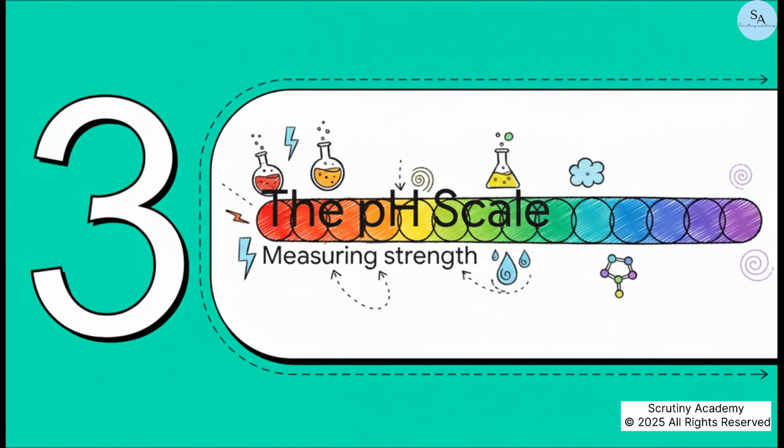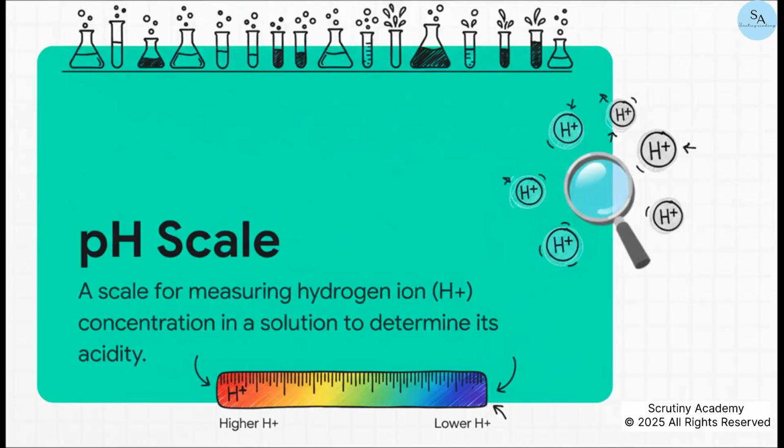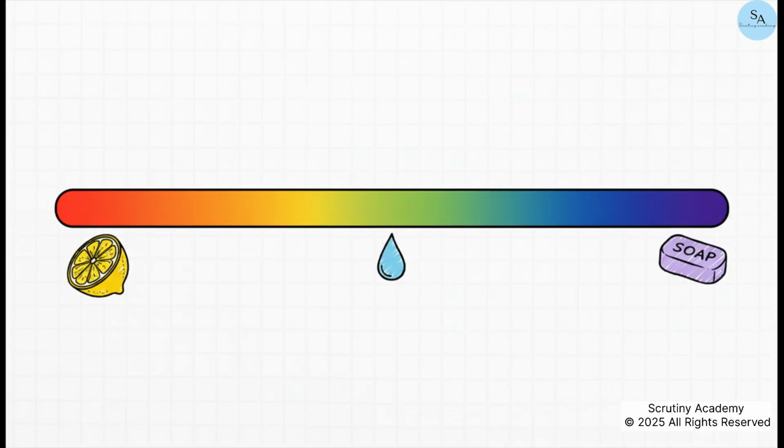Okay, but it's not always enough to just know if something is an acid or a base. Sometimes we need to know how strong it is. And that brings us to our next big topic, the pH scale. So what is the pH scale actually measuring? Well, it's all about the concentration of hydrogen ions, those little H+ things. The more hydrogen ions you have floating around in a solution, the more acidic it is. And here's the tricky part: the lower its pH number will be. Just picture a number line that goes from 0 all the way to 14.